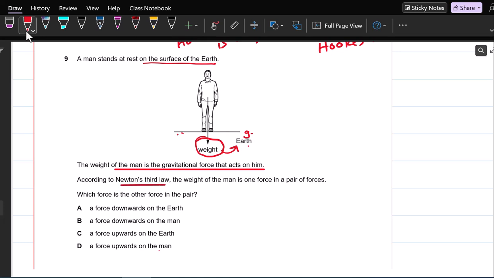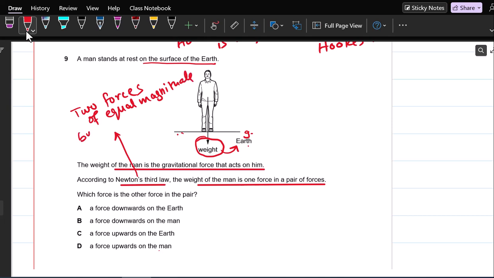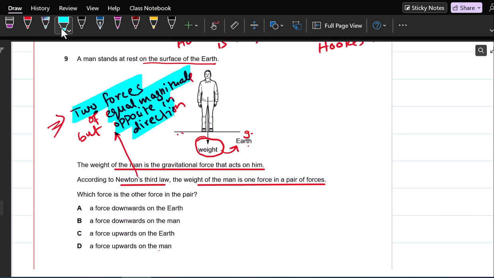According to Newton's third law, the weight of the man is one force in a pair of forces. You know what Newton's third law is? That two forces are of equal magnitude but opposite in direction. These conditions are important. There should be a pair of forces having the same magnitude, equal size, but opposite in direction.